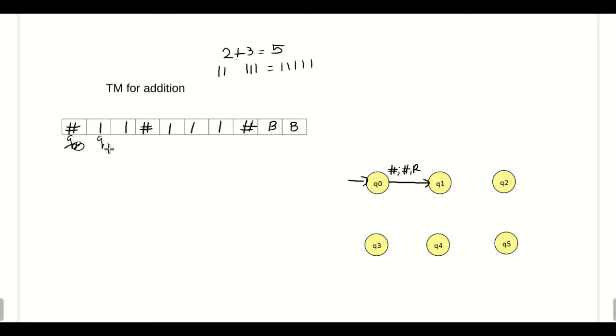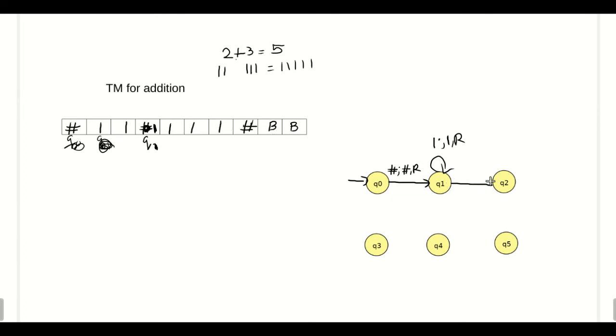Now the state is q1, and in q1 we can see n number of ones. We don't need to change them, so we will keep the 1 as it is and keep on moving towards the right side until we see the hash. From q1, when we reach here after processing all the ones, the situation should be like this: in q1 we will see the hash. Then we have to replace this hash with a 1 and keep on moving towards the right side.